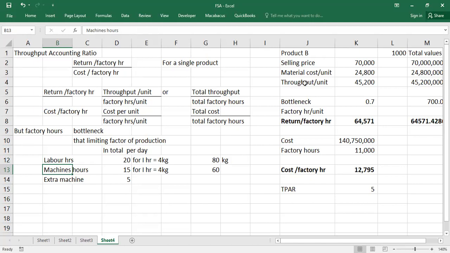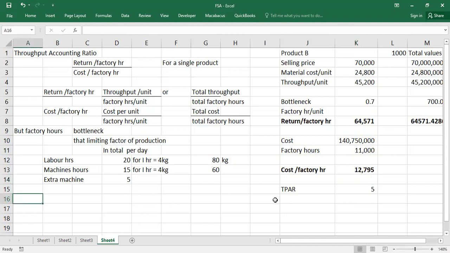All right, so let's go to now, how did you get the cost per factory hour? It's given by total cost, which is in the question. The total cost, it was 140 million, divided by total factory hours, or the limiting factor, the maximum capacity, which was 11,000 hours. So therefore, it's total divided by factory hours. Shakira, I hope I've answered you.